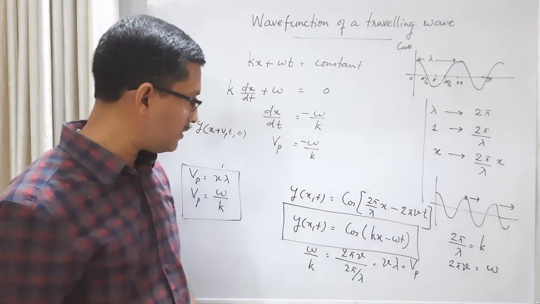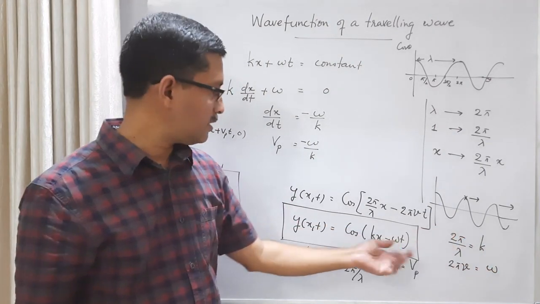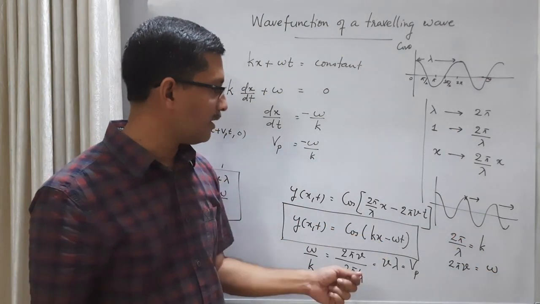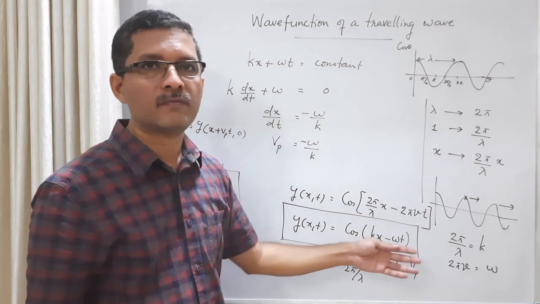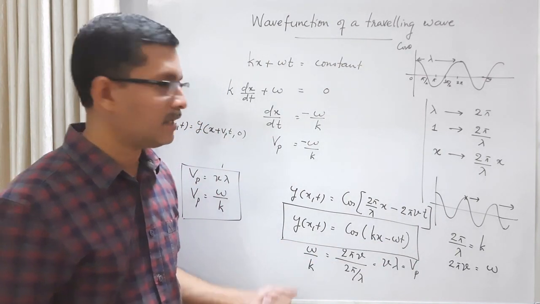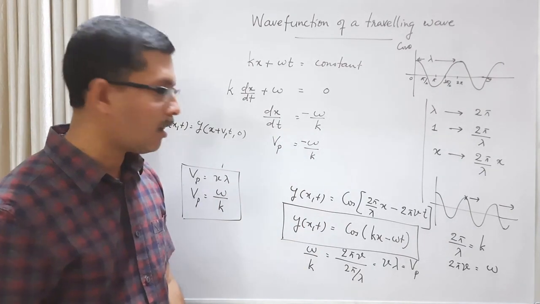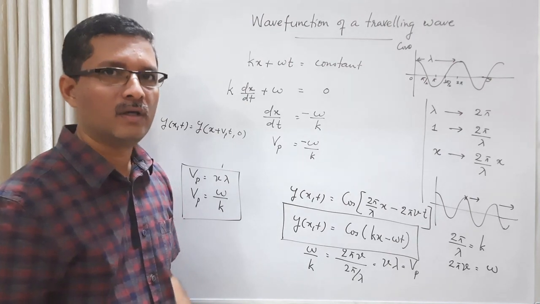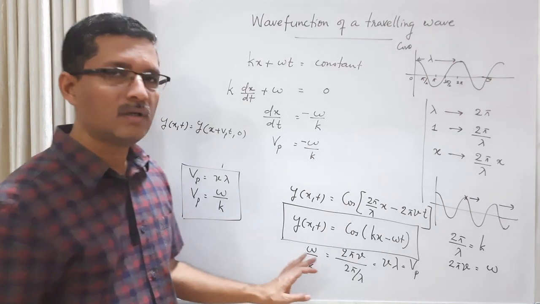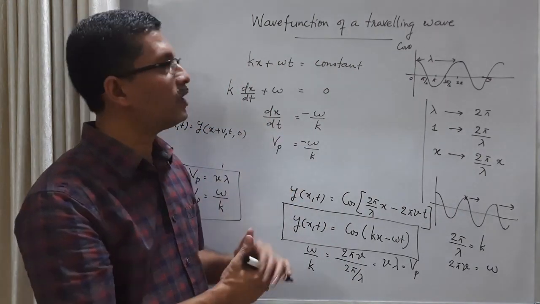So this is why we say that this is a wave traveling along the positive x direction, because phase velocity is omega by k from this. If we have kx plus omega t, that's a wave traveling in the minus x direction, phase velocity will be minus omega by k. So that also we can argue whether it's a wave traveling along the positive x direction or negative x direction. So this is our first discussion, wave function of a traveling wave.